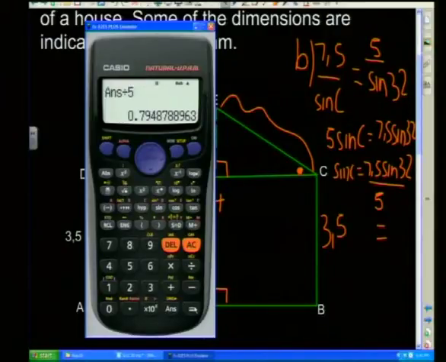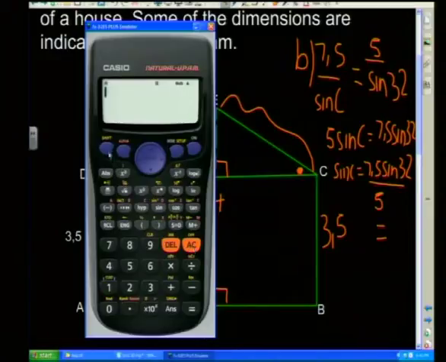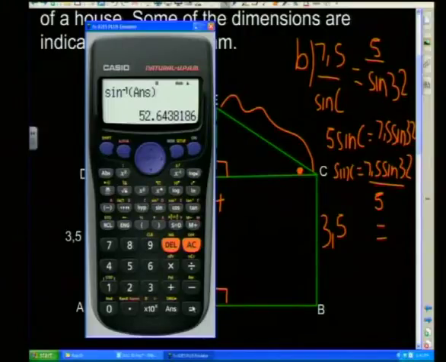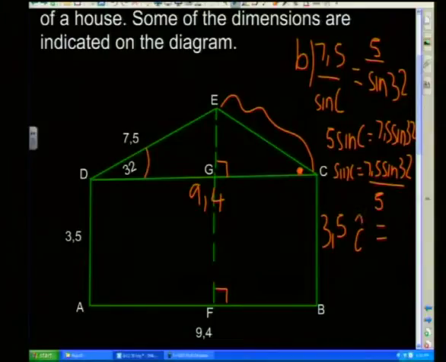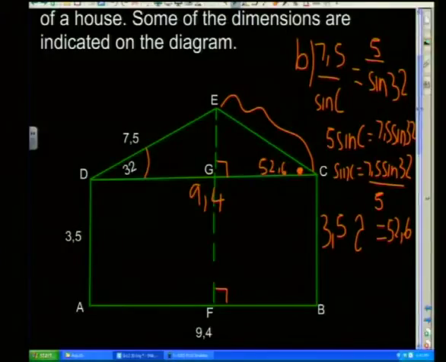All right, we're looking for our angle C. So what we need to do is we now need to use our second function button. So we'd go shift sine of that answer. And the answer there of the angle, 52,6. Remember we're rounding off to 1 decimal place. So therefore we'll get angle C is 52,6. Okay, so that's angle DCE.